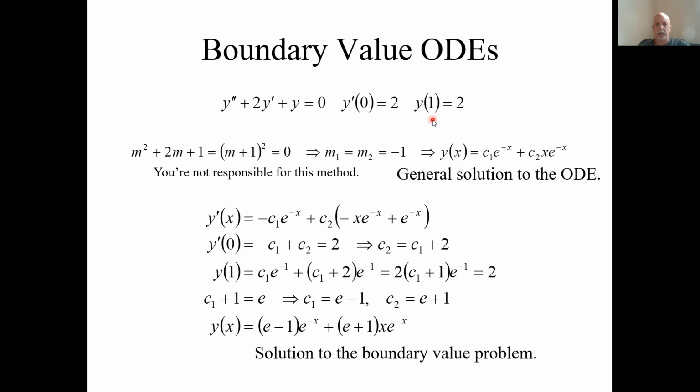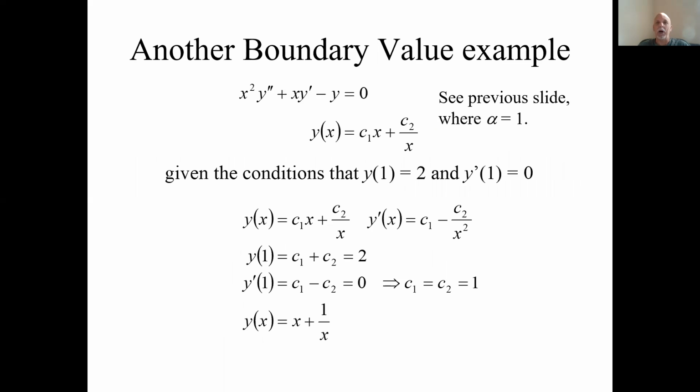Then for the other condition, we just substitute in 1 for the argument x. And in effect, we're just solving two equations and two unknowns. We solve for C1 and C2, and here's that solution. I'm not stepping through this in super detail here. It's just to reacquaint you with the concept of boundary value problems for differential equations. Here's another one.